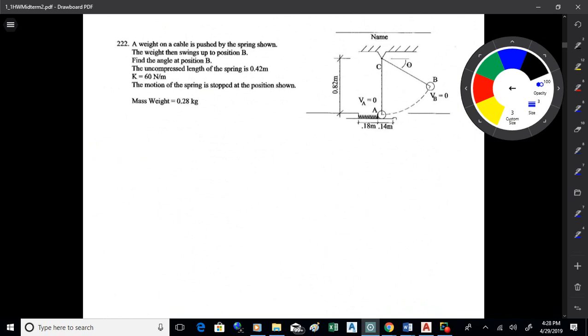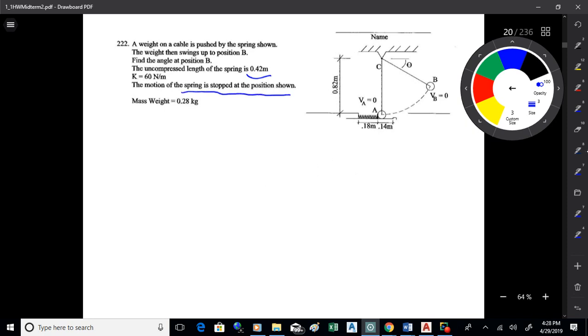All right, this next one, got a weight on a cable. It's pushed by the spring. It swings up to position B. We want to find that angle at position B. And you're given the uncompressed length of the spring is 0.42. You're given K, and the motion of the spring is stopped at the position shown.